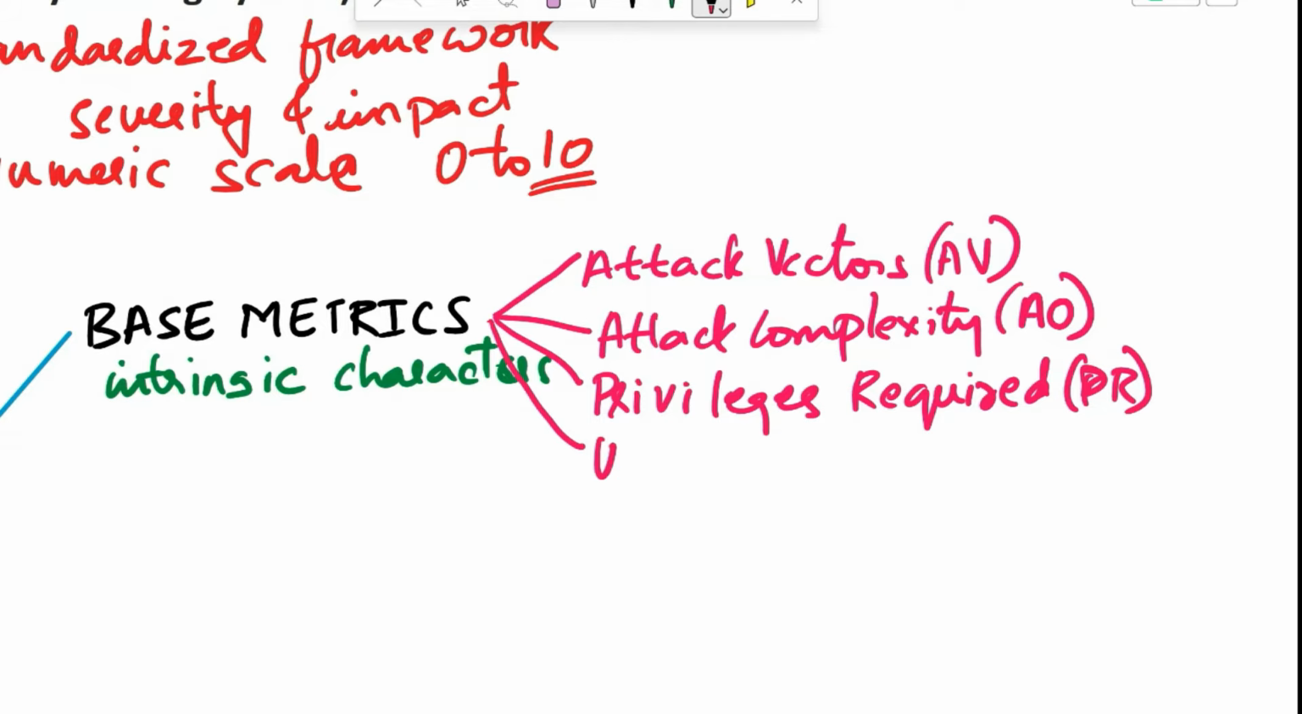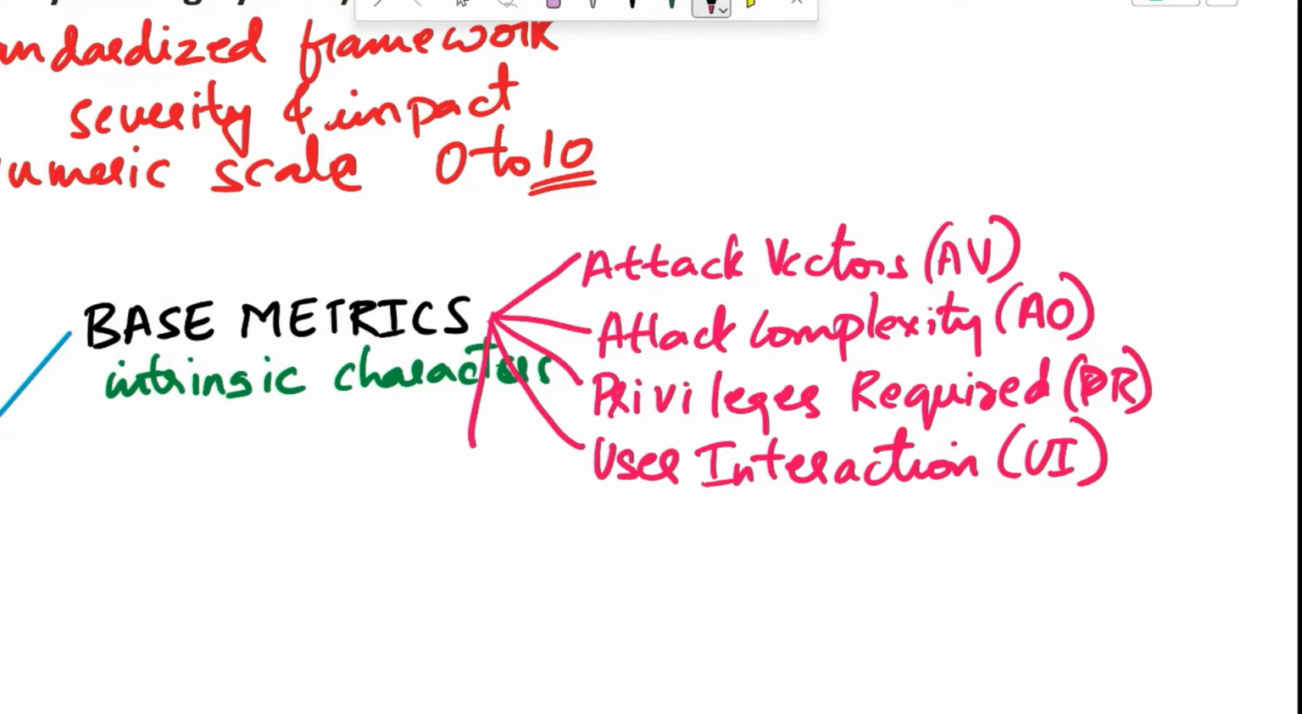Then there is user interaction, that is UI. This indicates whether the attacker requires user interaction to exploit the vulnerability. Then there is scope. This specifies whether the vulnerability affects only the vulnerable component or has a broader impact. Then there is CIA, that is confidentiality, integrity, and availability. These metrics assess the potential impact on the affected system's confidentiality, integrity, and availability.